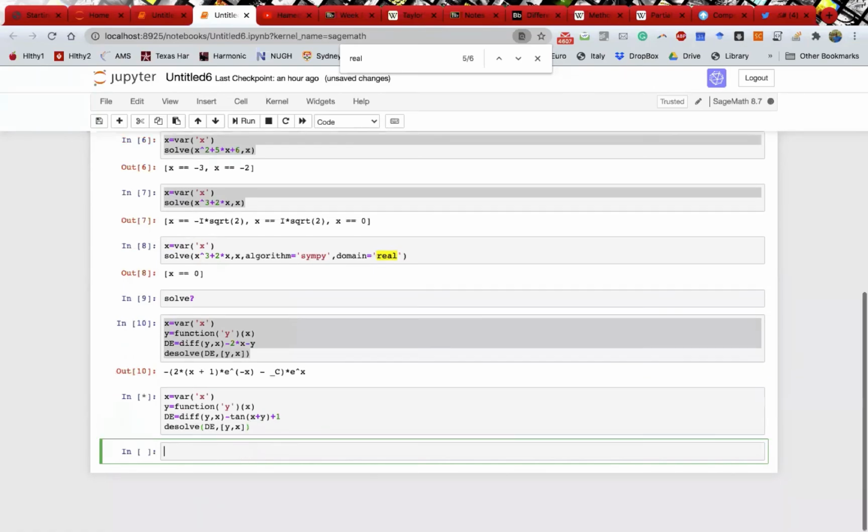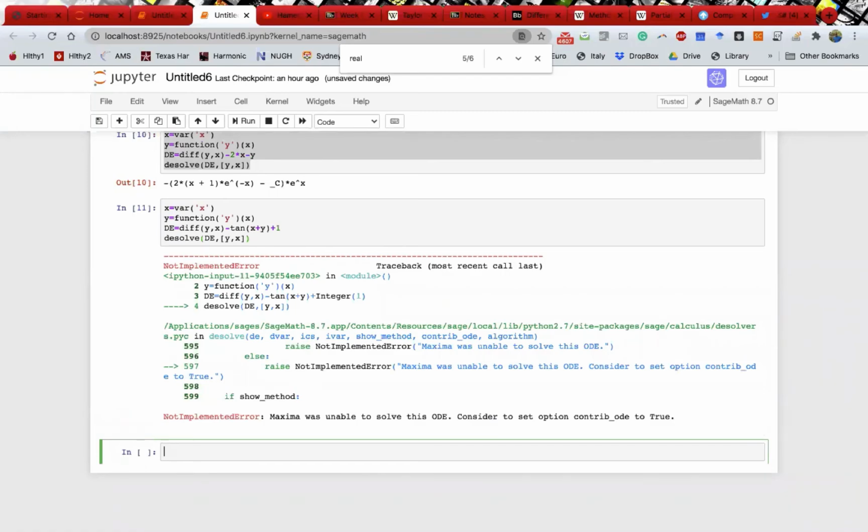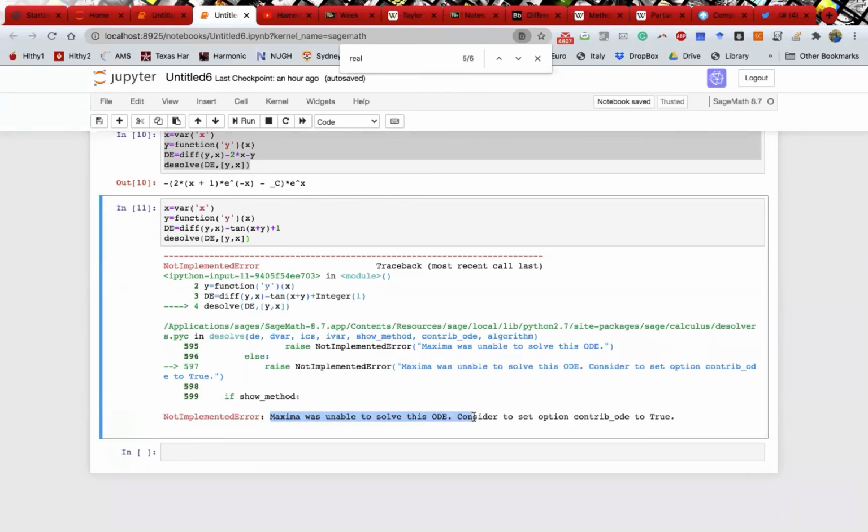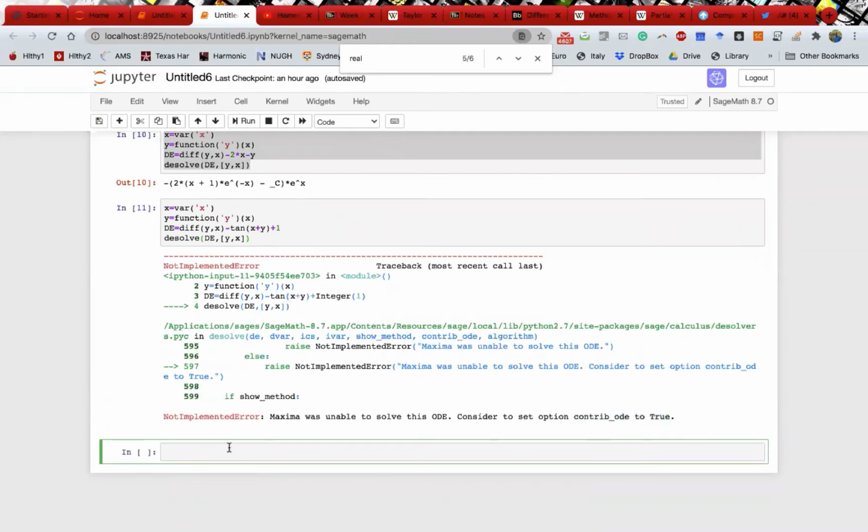So I shift enter. So you see that solve. Now the problem is starting here. It's written Maxima was unable to solve this ODE. Okay, there's a hint here. Maybe it says that you can consider these extra arguments. Okay, let's proceed. So I would like to write dE solve.